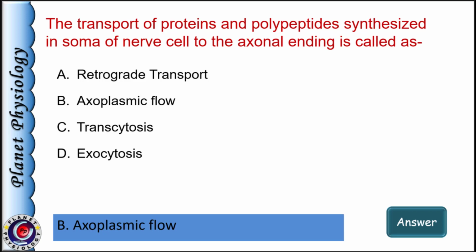Axoplasmic flow can be anterograde, that is from soma to the axon terminal, or retrograde, that is from axon terminal to the soma. But here the question is stating proteins synthesized in soma are being transported to axonal ending, so the answer is axoplasmic flow.